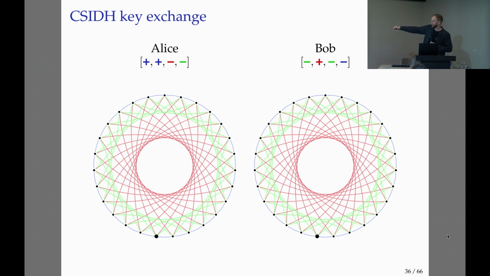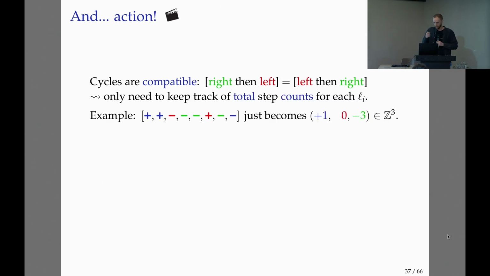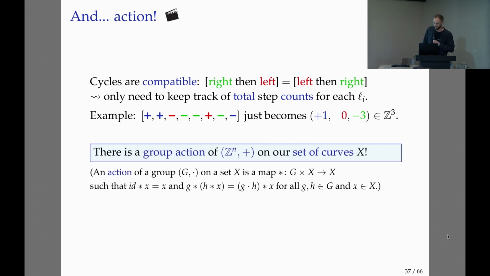Right, so you can already do this and it's fine, but there's a more conceptual way of figuring out what's going on here, and this is what I want to show now. Based on the fact that these cycles are compatible, the order doesn't matter. You only need to count how many steps you did in each direction. Instead of keeping track of plus, plus, minus, and so on, you just count how many pluses and minuses you have in total, and because things have to cancel because of this compatibility, it's enough to just count how many steps of each color, or each Li.